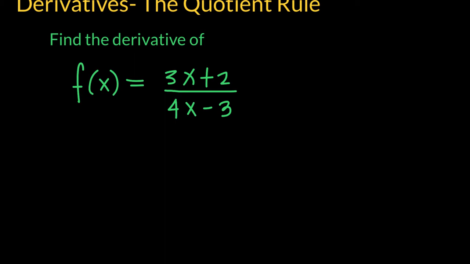Hi, in this video, I'm going to teach you how to find the derivative of a function using the quotient rule. As the name suggests, we will be applying this rule for quotient of expressions. Let's say, for example, we want to find the derivative of f of x equals 3x plus 2 divided by 4x minus 3. So let me show you how the quotient rule works.